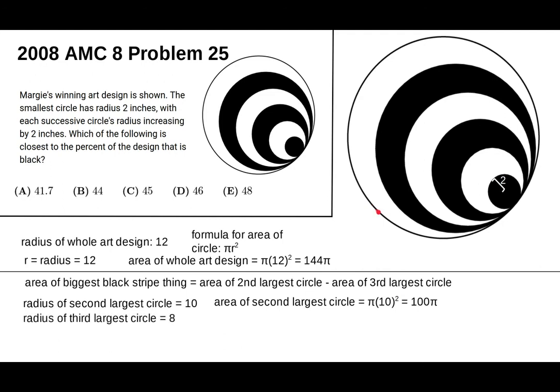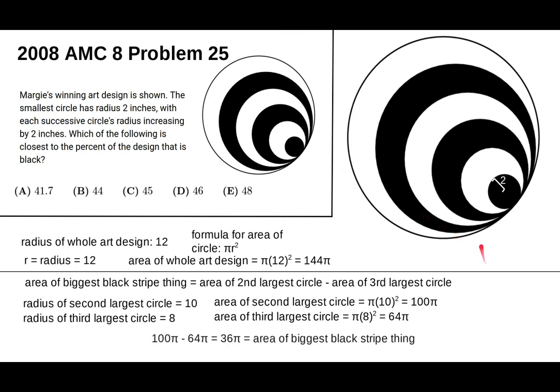The radius of the third largest circle, this white one, is 8, because if this was 10, we just subtract 2 to get 8 for this one, because each successive circle is 2 more. So the area of the third largest circle is pi times 8 squared, which is 64 pi. Now we can subtract to find the area of this black stripe, which is 100 pi minus 64 pi, which is 36 pi. I'm just going to write that here on the next slide too, because we'll need this later.